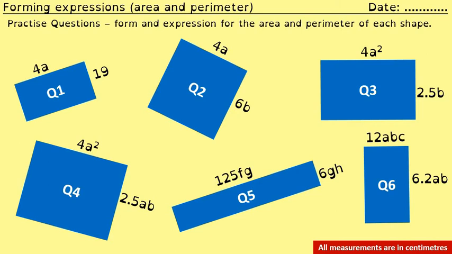Okay, I'm going to go through the answers to these now. So for question 1, the area turns out to be 76a and our perimeter is 8a plus 38.